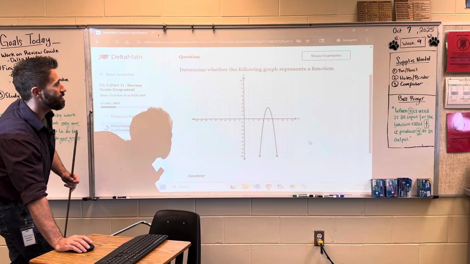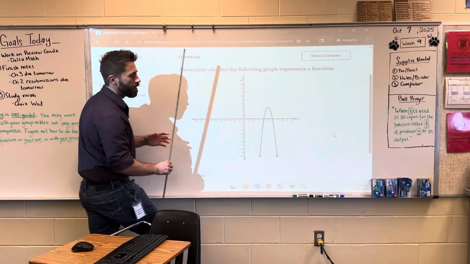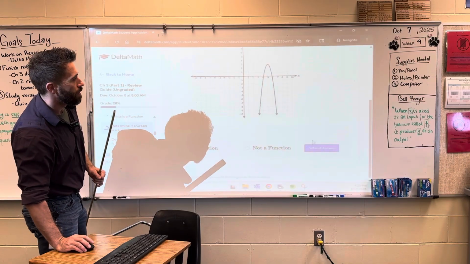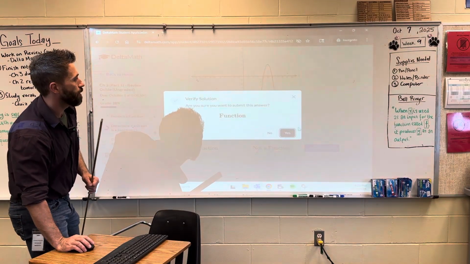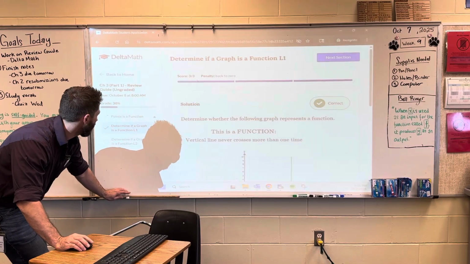Last one. Do we have time? We have 10 seconds. We might get through this whole one. Determine whether the graph represents a function. We're going all the way through. That only touches at 1 every single time. So I'm going to say, yes, this is a function. Submit our answer. And yes, perfect. We're back up to time. We actually completed that entire topic in 1 minute.